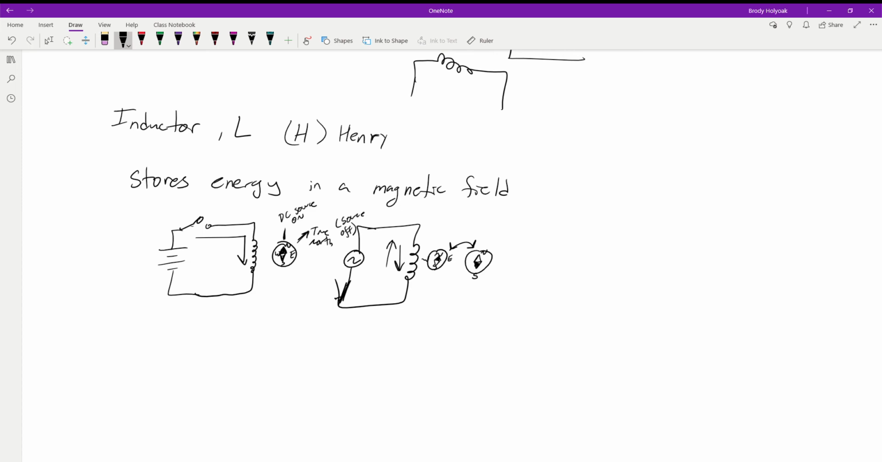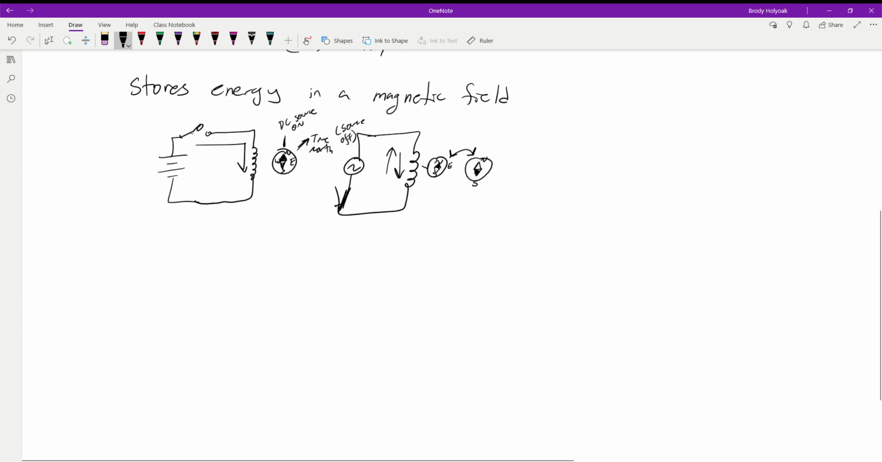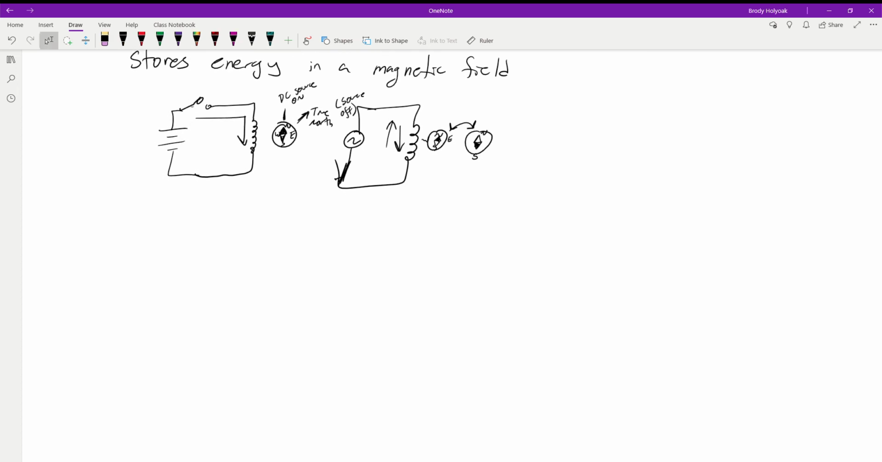So that's kind of the basics about inductors, how they work. Some cool experiments you guys can try.